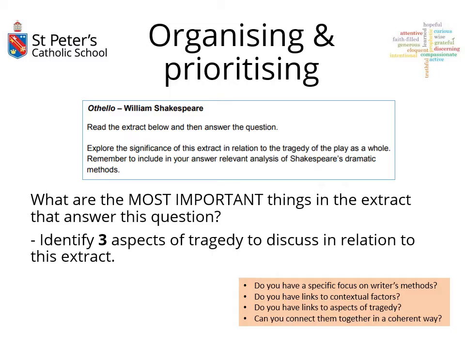Is there some really powerful characterization or use of setting? Have you thought about how it links to contextual factors? So what's Shakespeare trying to say about his world, and what influenced him in the first place to put it on the page? Have you got your aspects of tragedy, and can you connect them together sensibly? Because you are still marked for this as an essay. It's not individual paragraphs, it's one overall piece of writing.